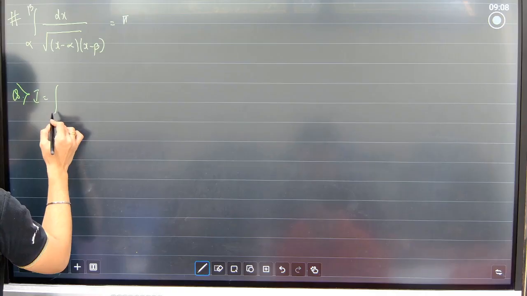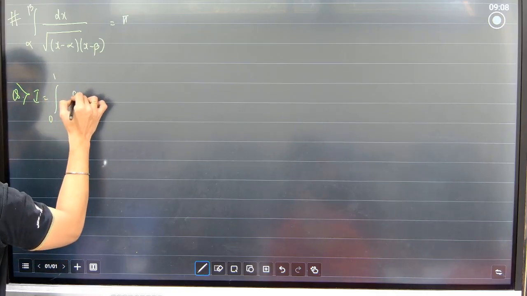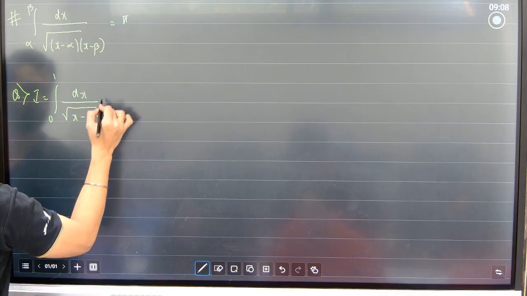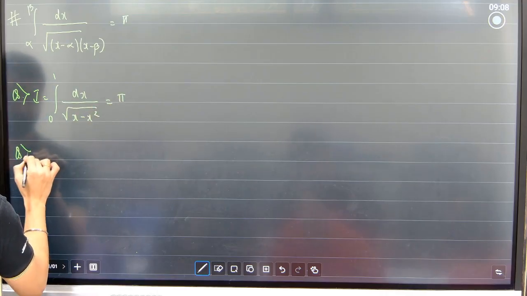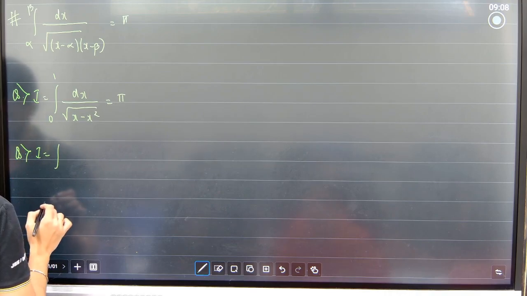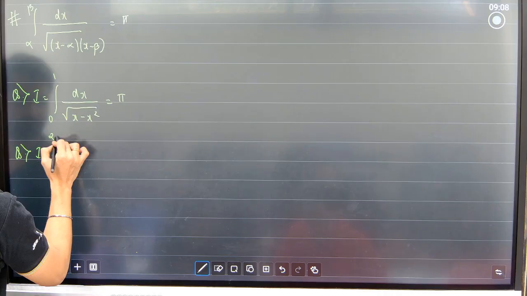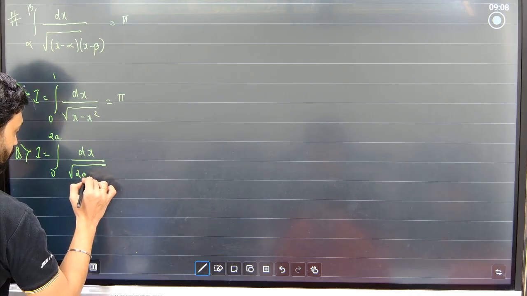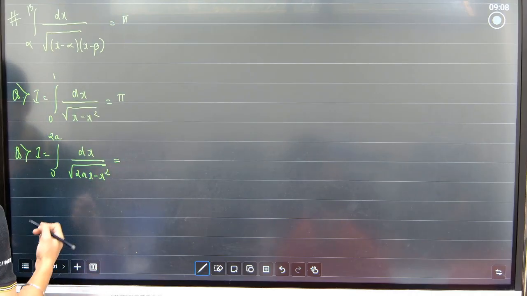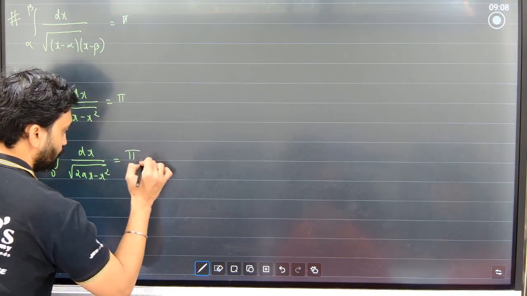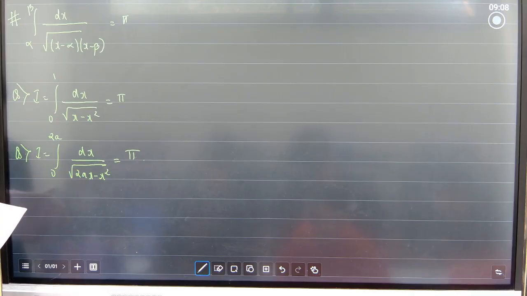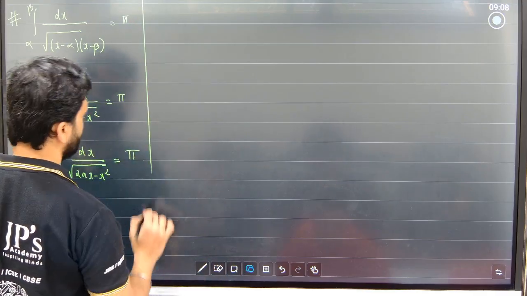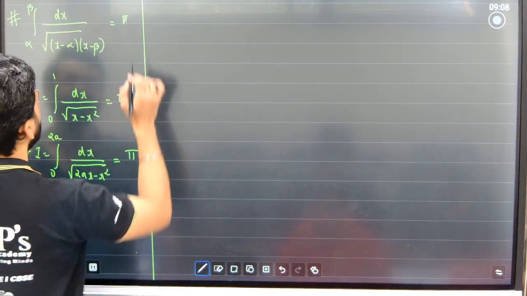If the question is this, integration 0 to 1 dx upon x minus x square, my answer is going to be pi. I is equal to integration 0 to 2a dx upon root of 2x minus x square, my answer is going to be pi. So remember this, whenever we do these kind of questions, my answer will be pi.